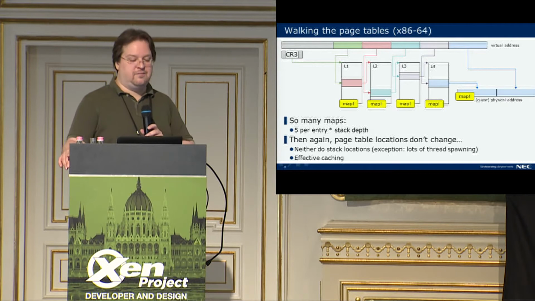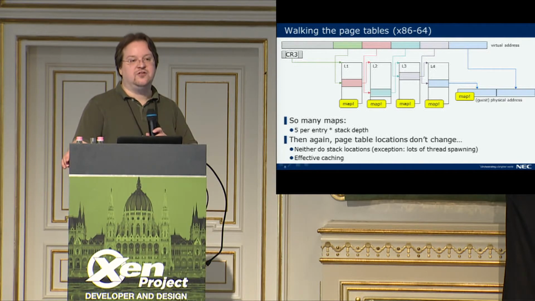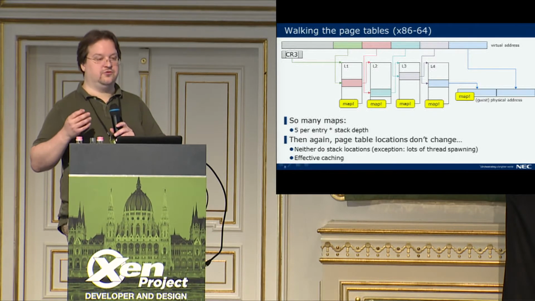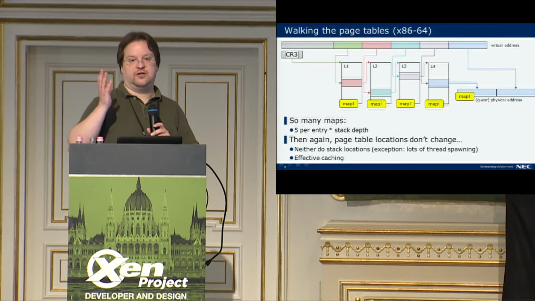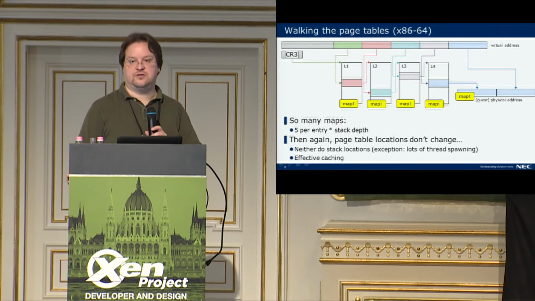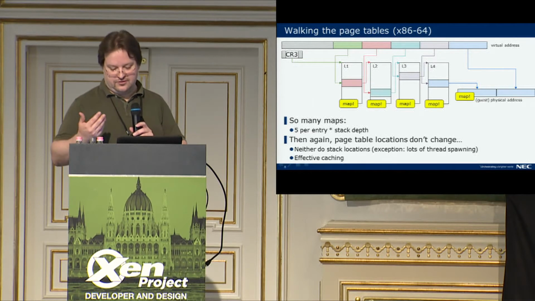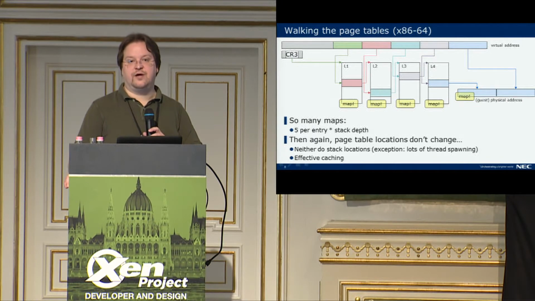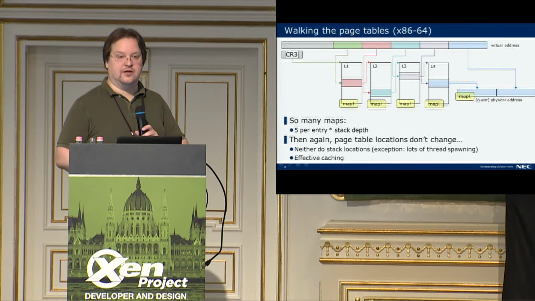But of course, page table locations don't really change much over the lifetime of a VM. And stack locations also typically don't change that much, except if you have, for example, a unikernel that uses a lot of threads, so a lot of new stack locations appear and disappear. And that means that there's definitely some chance to do some effective caching here, where we just keep all this around to speed up the address resolution that we need to do.